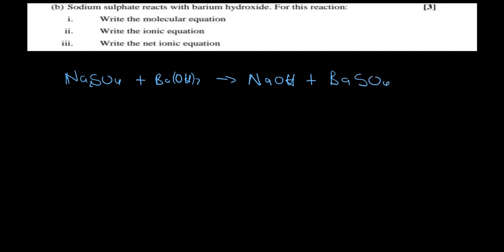Okay, barium has a valence of 2 and sulfate has a valence of 2, so it is balanced like that. From here, let's balance this. This is the molecular equation. Then number 2 is the ionic equation. In the ionic equation you just separate these guys, all right?